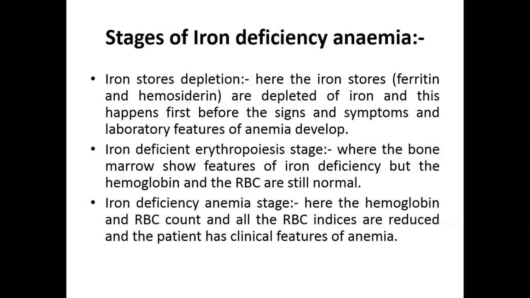After this stage of depletion of iron stores, I will have iron deficient erythropoiesis. Here the bone marrow will show the features of iron deficiency. We will see that the erythropoiesis in the bone marrow starts to become disordered and the shape of the red blood cells will be affected. But still, up to now, the hemoglobin and the red blood cells are still normal. The last stage is the iron deficiency anemia stage. Here is the full picture: hemoglobin will reduce, the red blood cell count will reduce, the red blood cell indices, as we said, are all reduced, and the patient has all the clinical findings of iron deficiency anemia.